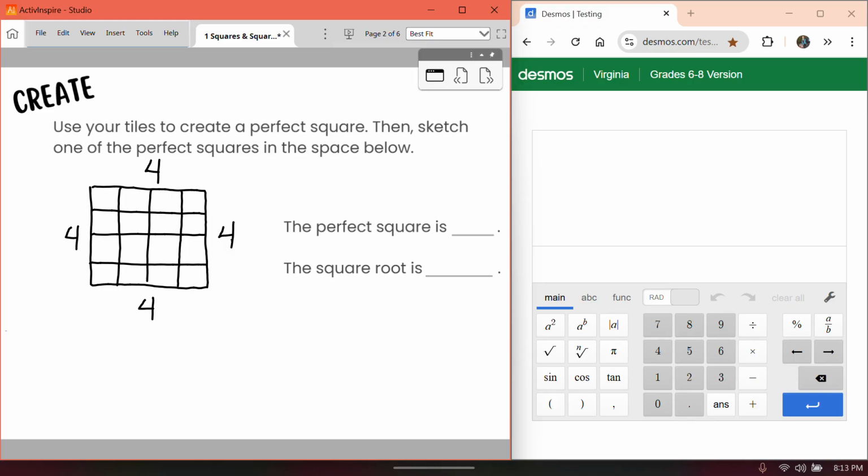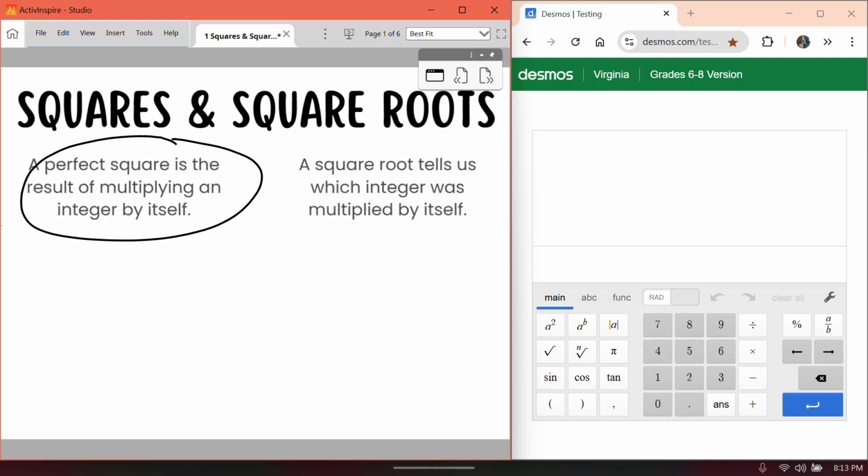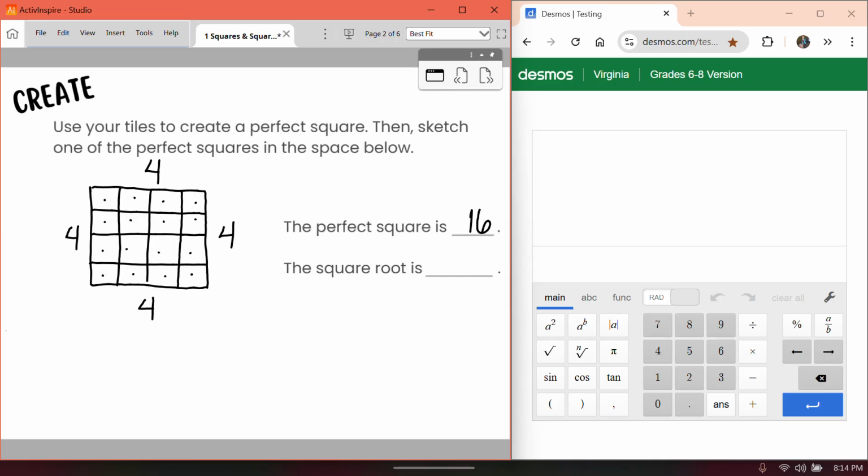The perfect square in this picture is how many tiles we had to use to create this shape. So in this case, it's 16 because I have 16 tiles. 1, 2, 3, 4, 5, 6, 7, 8, 9, 10, 11, 12, 13, 14, 15, 16. And if you remember, the definition of a perfect square was the result of multiplying an integer by itself. And in this case, we're doing 4 times 4 is giving us 16. And 16 is that perfect square.